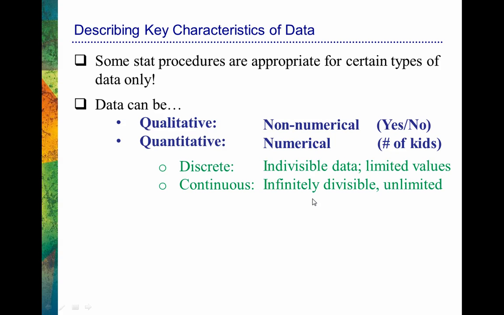So let's change the example. Let's say I asked you how far you live from school. And someone might say I live 10 miles from school or 11 miles from school. And those numbers make sense. But you could also tell me that you live 10.9476 miles from school.